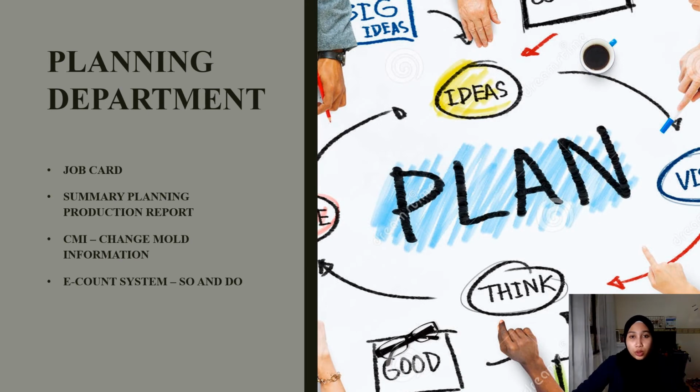Next, I will proceed to my second department, which is planning department. In planning department, I am more exposed to utilizing my soft skills in learning a new system, which comprises job card, summary planning production report, change model information, and account system for sales order and delivery order.